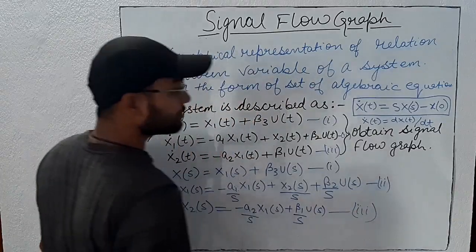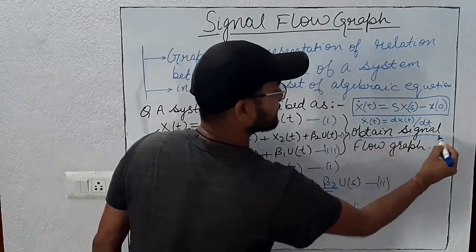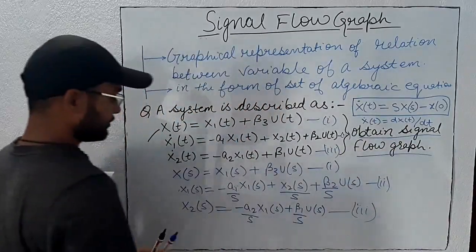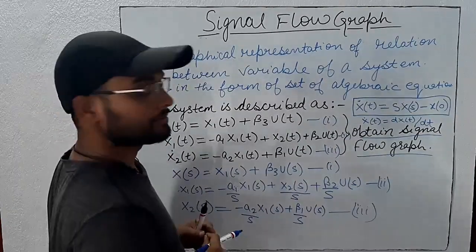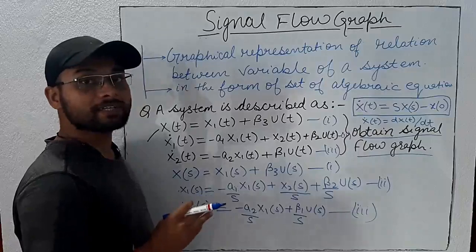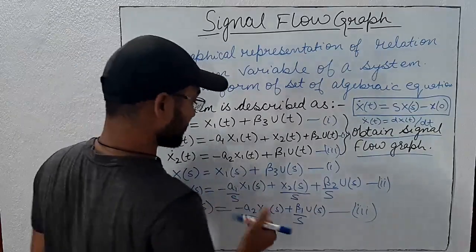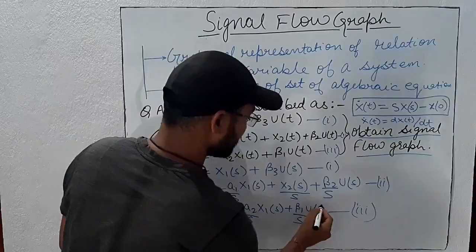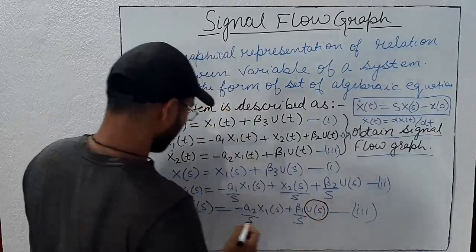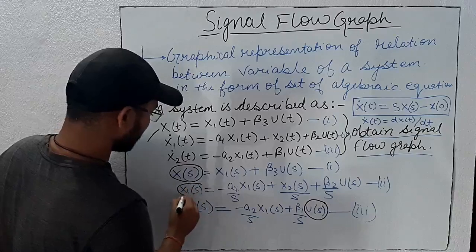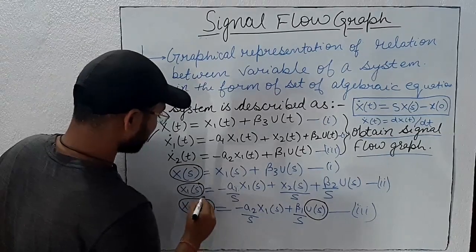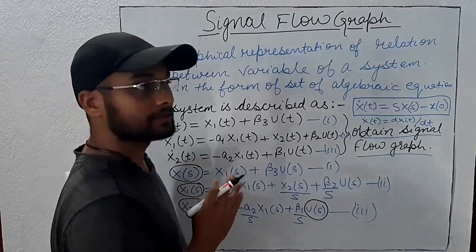And what do we have to do now? We have to obtain the signal flow graph. Using these three equations, we will obtain the signal flow graph. First of all, we will check how many variables there are. This is our first variable, this is our second variable, third one, fourth one. So there are four variables in this question.